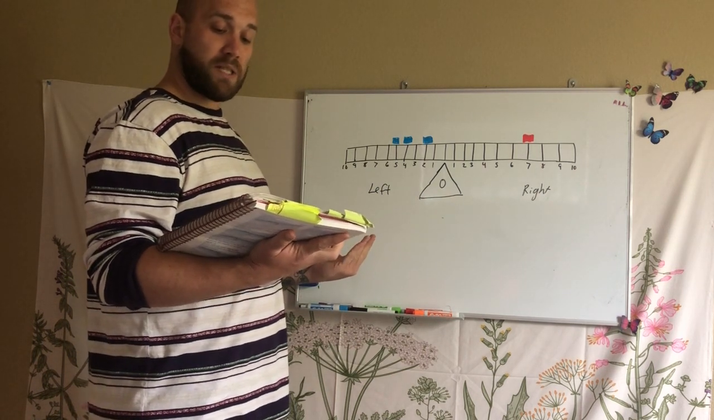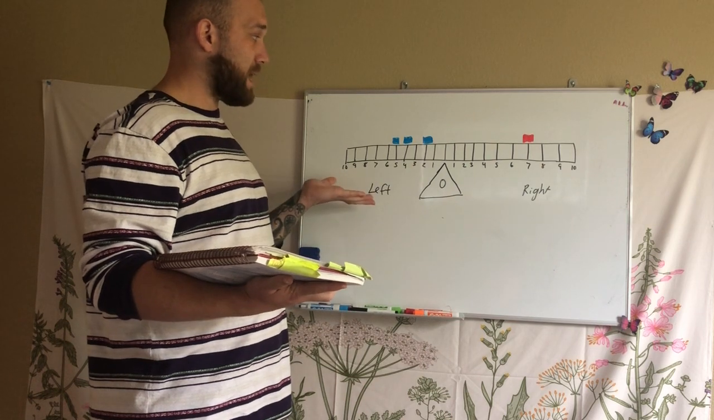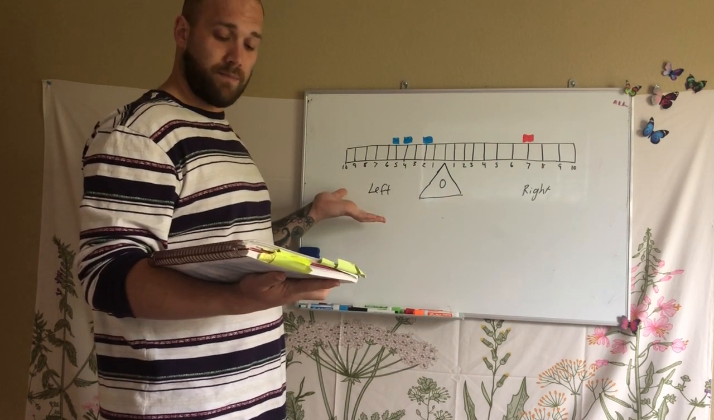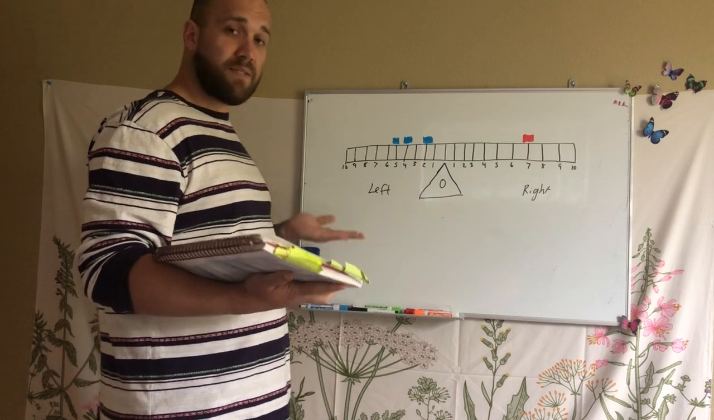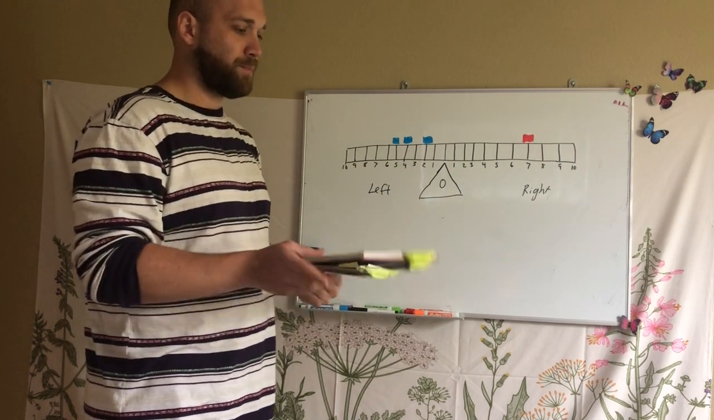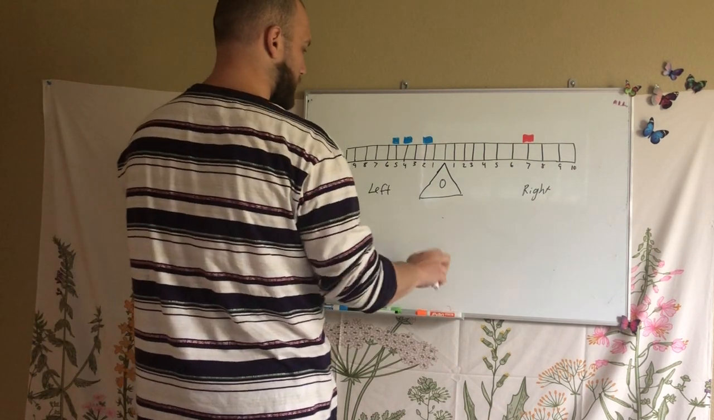So, which side has the greater distance? The left side. There's more weight. So which side will go down? The left side will go down. Now, I'm going to add more weight to the right side.